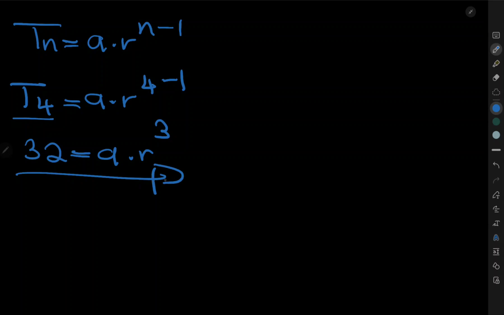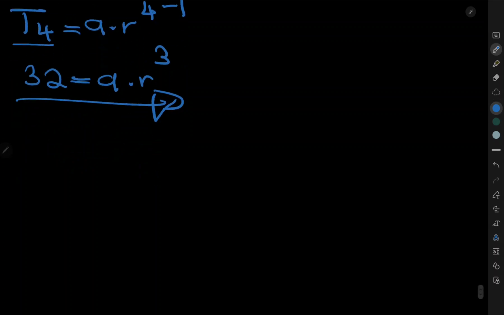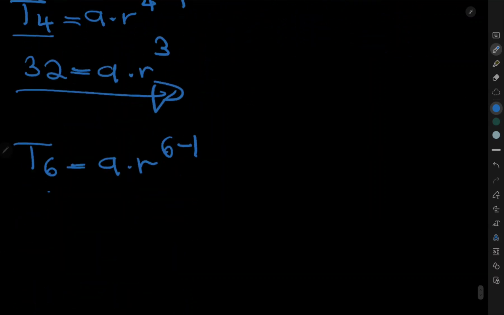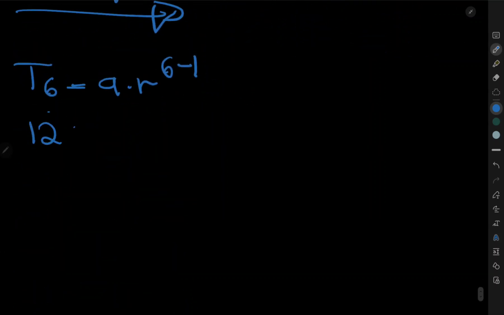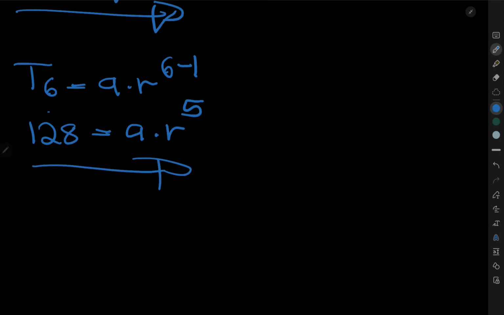So this is the information that I have. I know that t4 equals that. I also know that t6 is given: it equals a times r to the power of 6 minus 1. If I simplify this, t6 was 128, so 128 equals a times r to the power of 5, and that's the second piece of information I have.